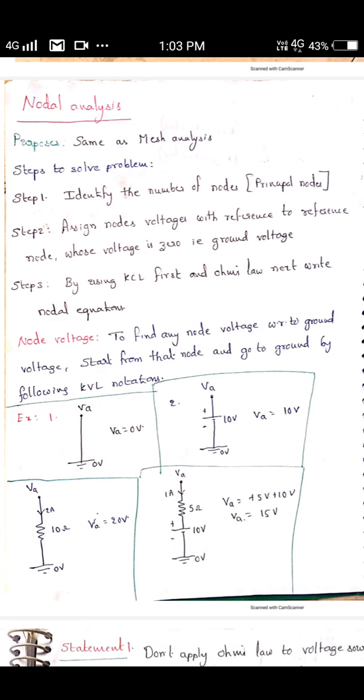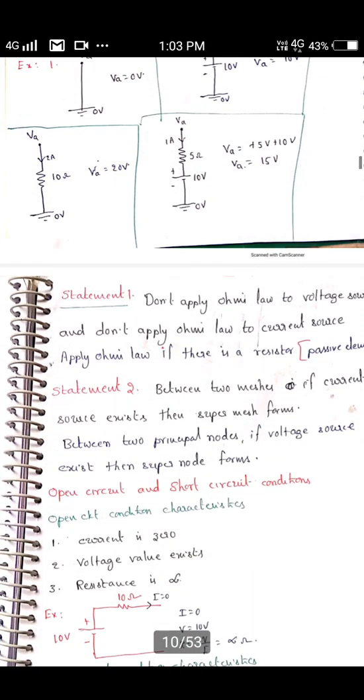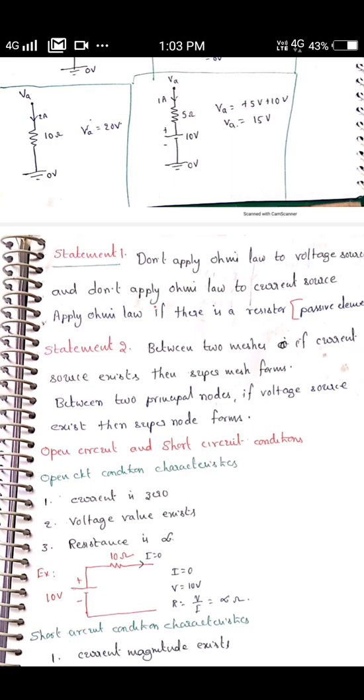That's the definition for branch voltage. See the statements I was given here. Statement 1: don't apply Ohm's law to a current source. Because the current source magnitude is given, you can't apply Ohm's law. And similarly, don't apply Ohm's law to a voltage source.